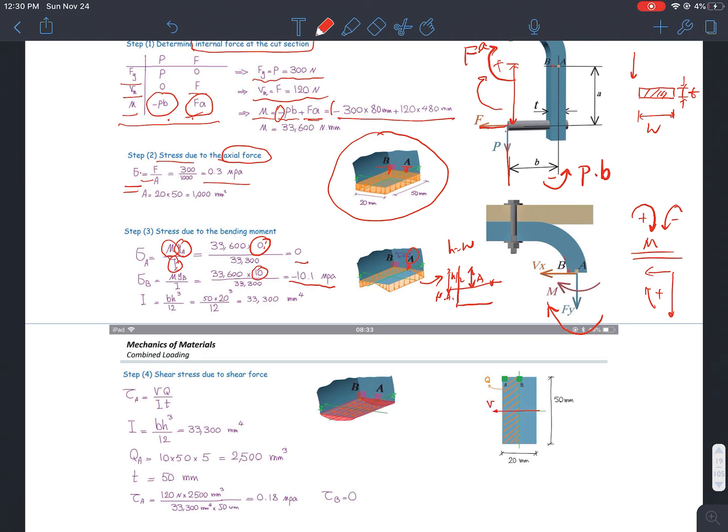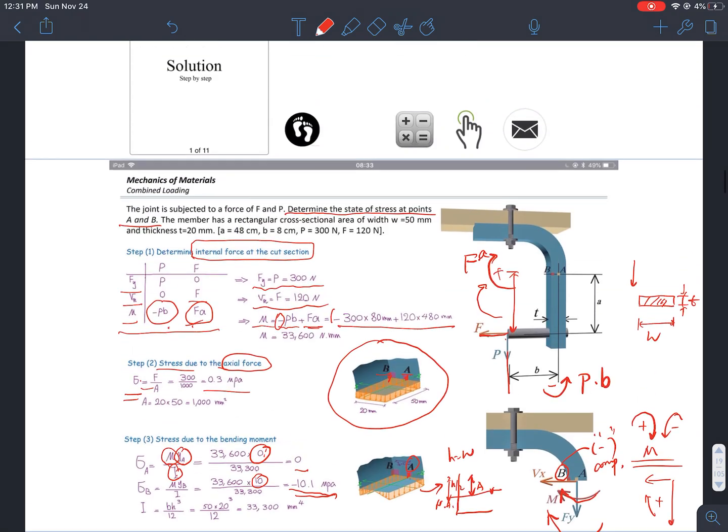So when I have bending moment going this way, apparently my B is under compression. Okay, my B is under compression when my bending moment is going this way. So naturally my B is a negative 10 megapascal. Okay, so this is a stress generated by bending moment.